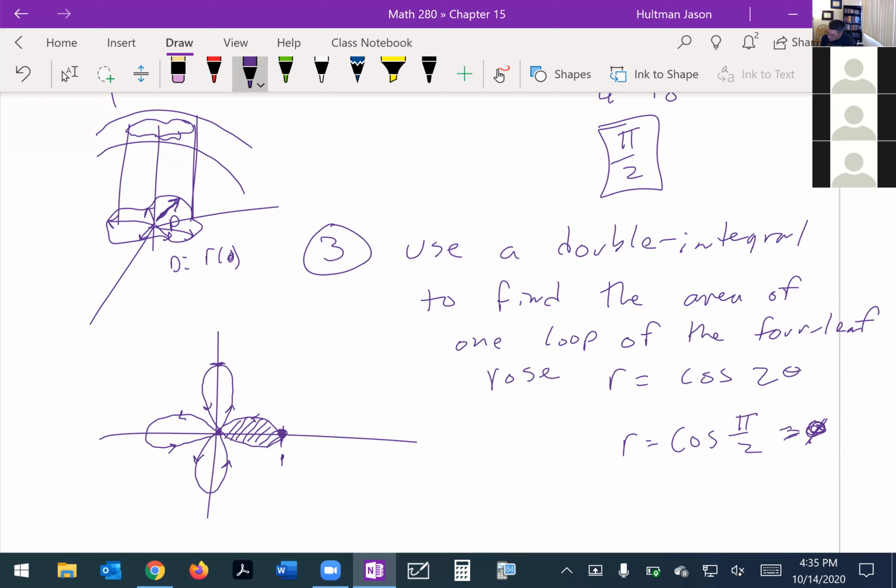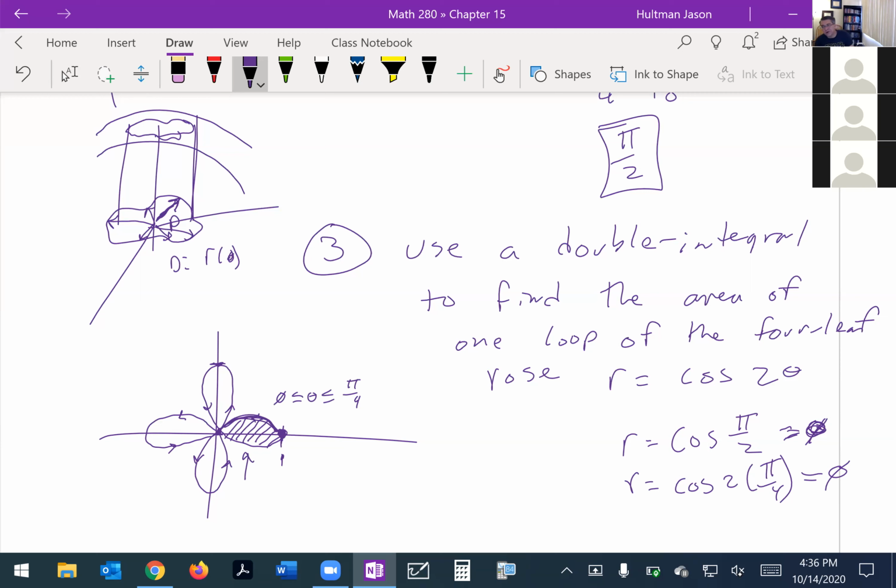But I have to multiply something by 2 to get pi over 2. What would I multiply by 2 to get pi over 2? How about pi over 4? So the cosine of 2 times pi over 4 has to be 0. So the top half of this petal, we call it a petal because it's a petal of a rose, the top arc is going to go from 0 to pi over 4.